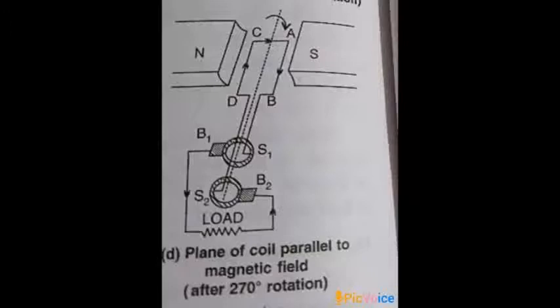So after 270 degrees you find that again the coil has become parallel, but the positions of AB and CD have changed. So what will happen now? The current will now flow from D to C, C to A to B. Earlier the circuit was current flowing ABCD. Now current is flowing DC AB. So this is just the reverse. The direction of the current has reversed.